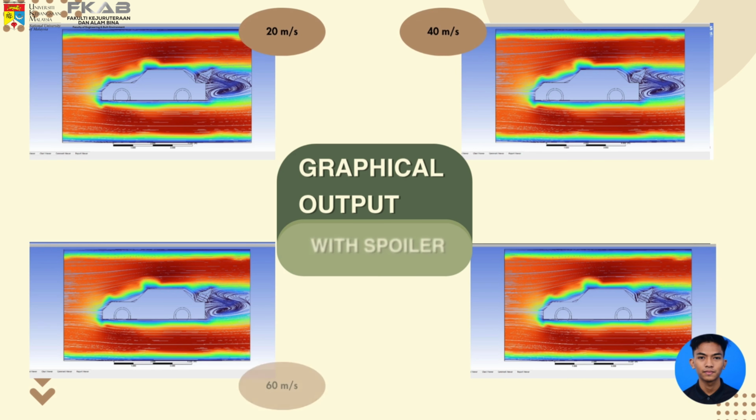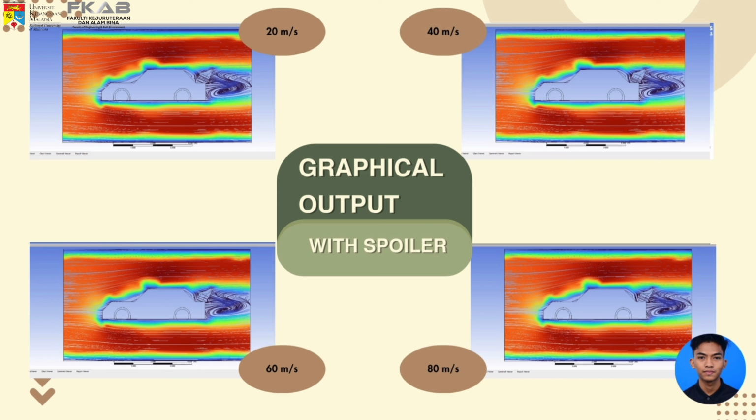So for my part, I will talk about streamlines for the car with spoiler. As we can see, I have 4 different velocities: 20 meter per second, 40 meter per second, 60 meter per second, and 80 meter per second. We can see at the top left of the figure, the 20 meter per second velocity has the greener color, which means the velocity is lower compared to the others, where the color becomes much more red.